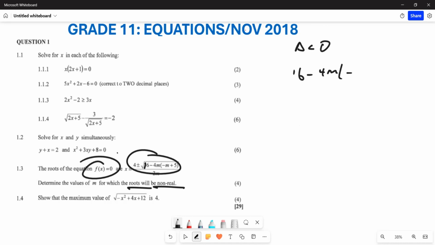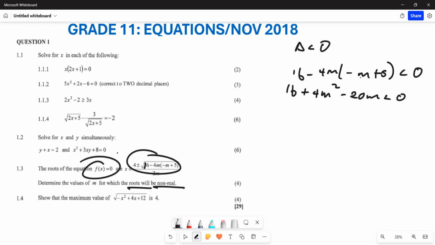4m into what? This is the same as negative m plus 5 is less than 0. Now, how are you going to solve for this? This is going to be your 16 subtract what? This is going to be plus your 4m squared. Now the negative and negative is going to give you negative again. So this is going to be negative 20m is less than 0, right?